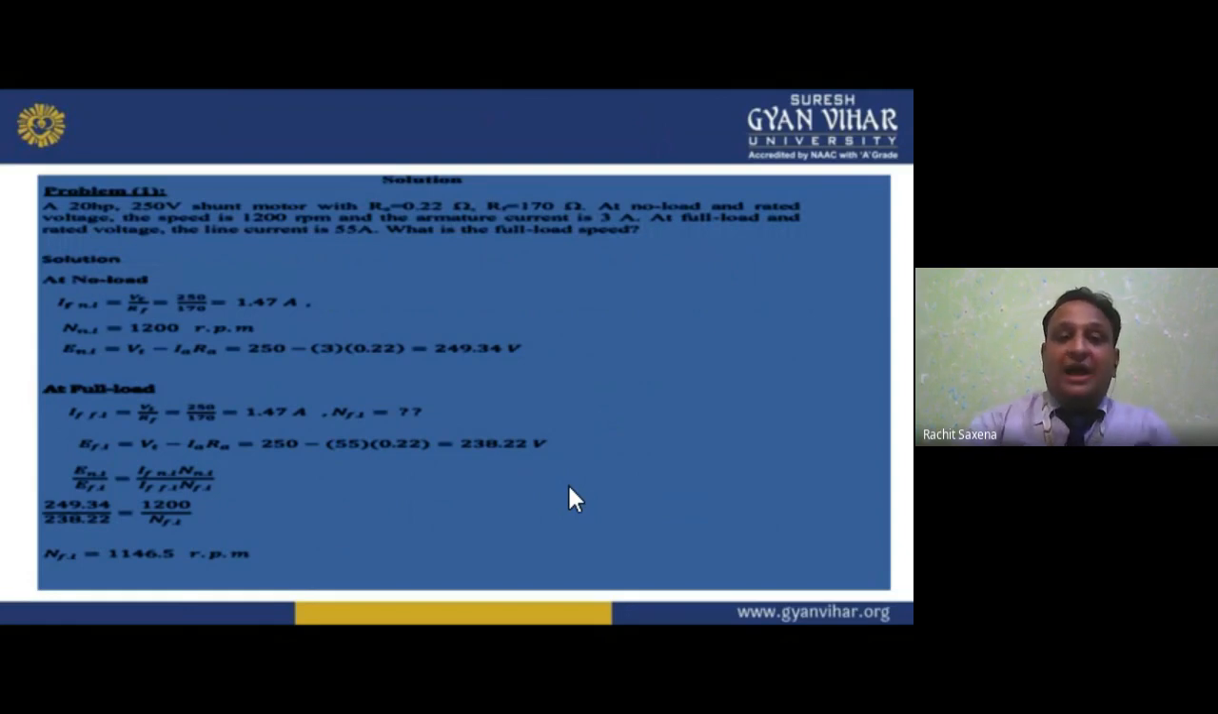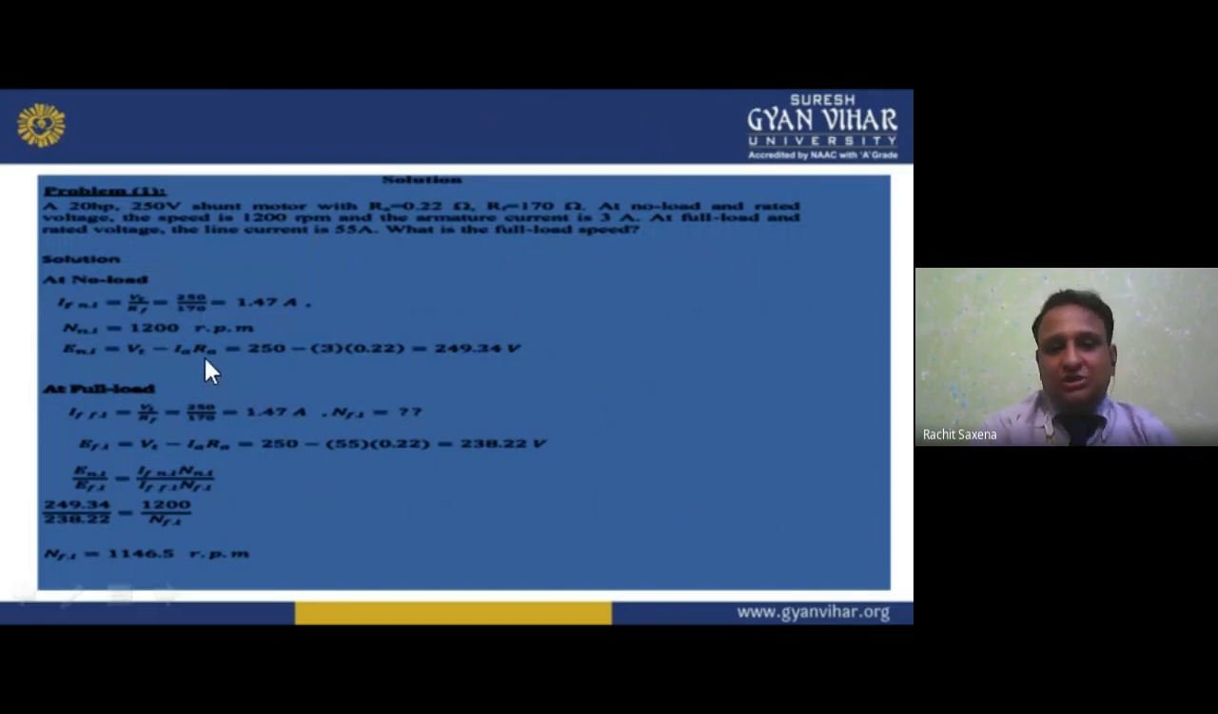At full load and rated voltage, the line current is 55 ampere. The line current is also given. What is the full load speed? So we have two cases, no load and full load. In no load, we can write Vf by Rf, that is 250 by 170. We can calculate the field current very easily. The speed is already given, that is 1200. Now E equals V minus IaRa, obviously the EMF. With that equation we can easily calculate the voltage equation.